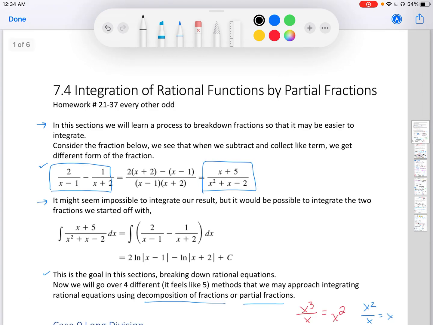All right, this was 7.4, integration of rational functions by partial fractions. Your homework is 21 through 37, every other odd. Thanks.